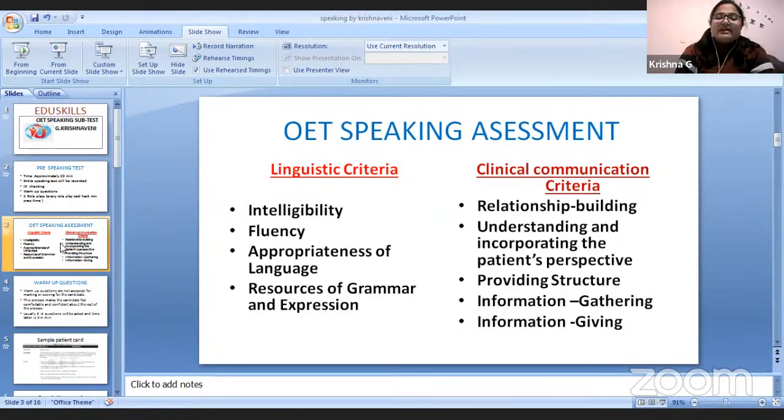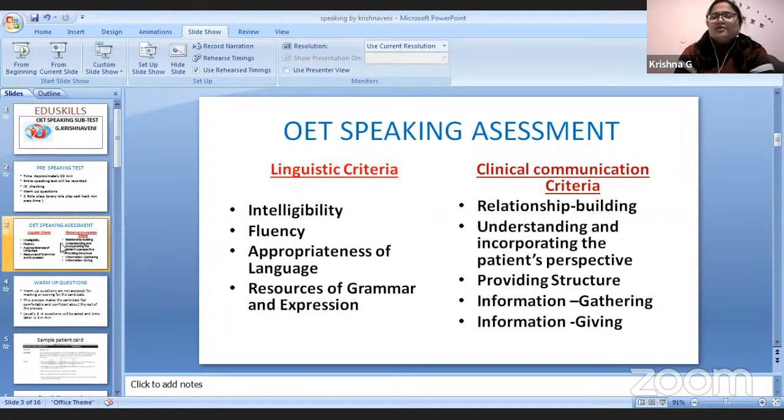Then appropriateness of language. While you're speaking to the candidate, talk in a proper way and select the proper language. For example, if the patient says, I didn't understand how to take the insulin injection, you can't say, oh, you didn't understand, this is the way you should take the injection. That is not the correct way.